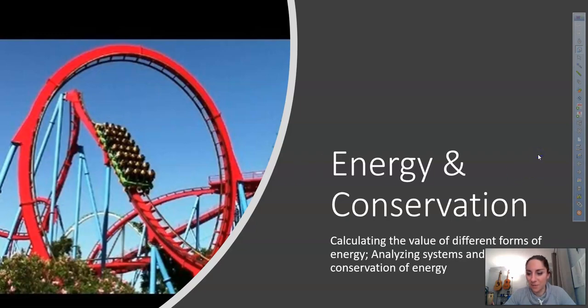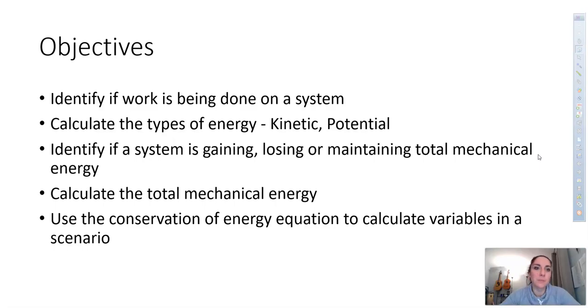Okay, so the objectives. We're going to analyze systems, like I talked about earlier. We're going to be able to identify work if it's done in the system, identify and calculate types of energy, look at it from the perspective of gaining, losing, or maintaining energy, and then use the conservation law equation to solve questions. So here we go.